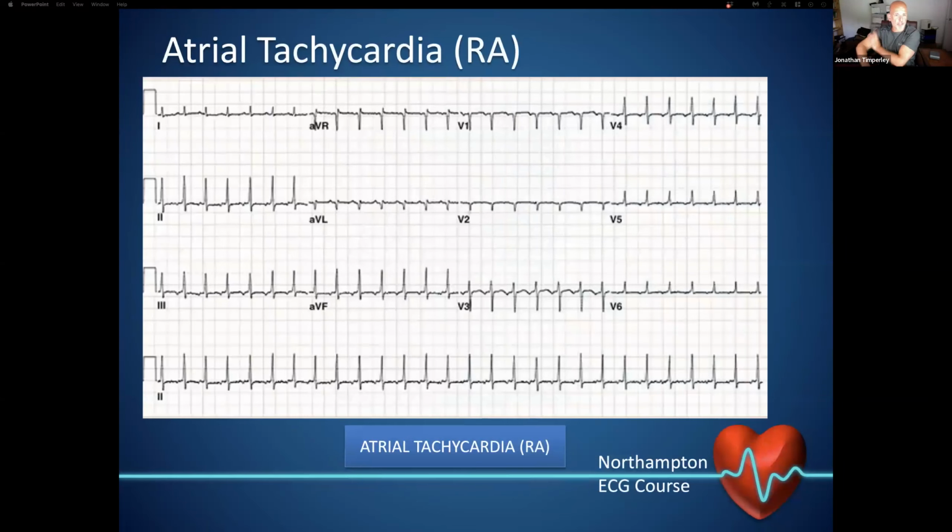And these are just some ECG examples. So here we have a right atrial tachycardia. We have a rate of around 160, 170 beats per minute. We have a P wave that's just visible before the QRS, narrow complex, not very good ECG, but it's a real one.